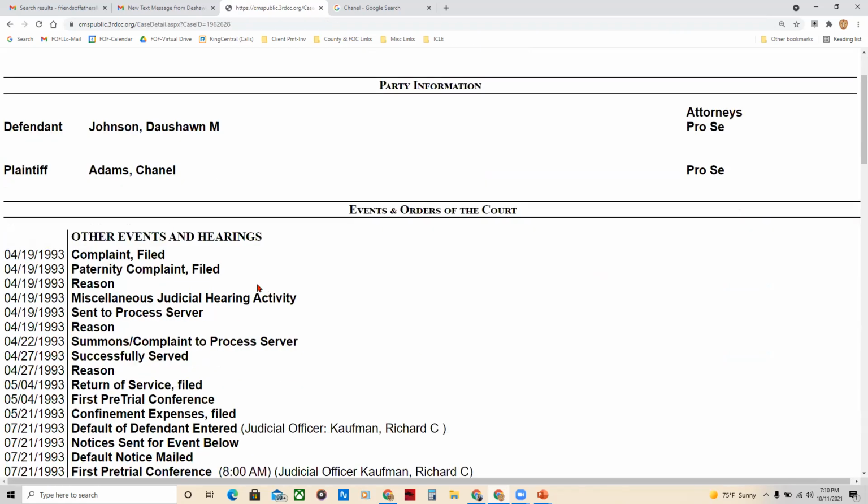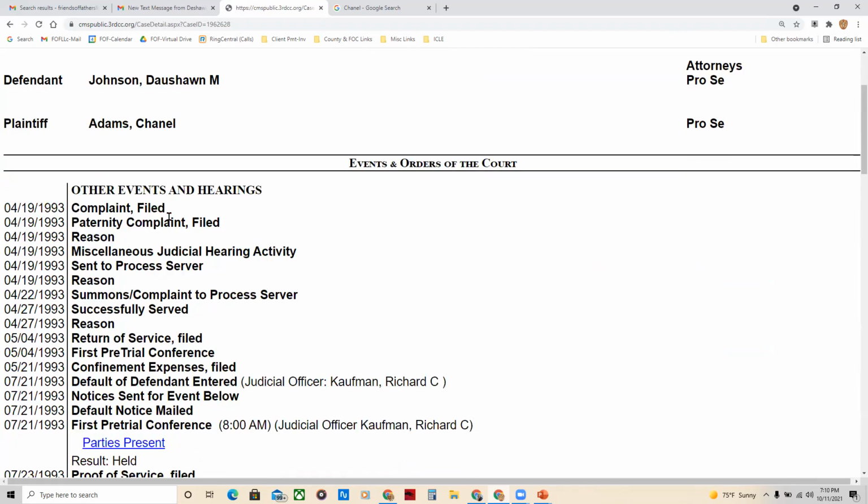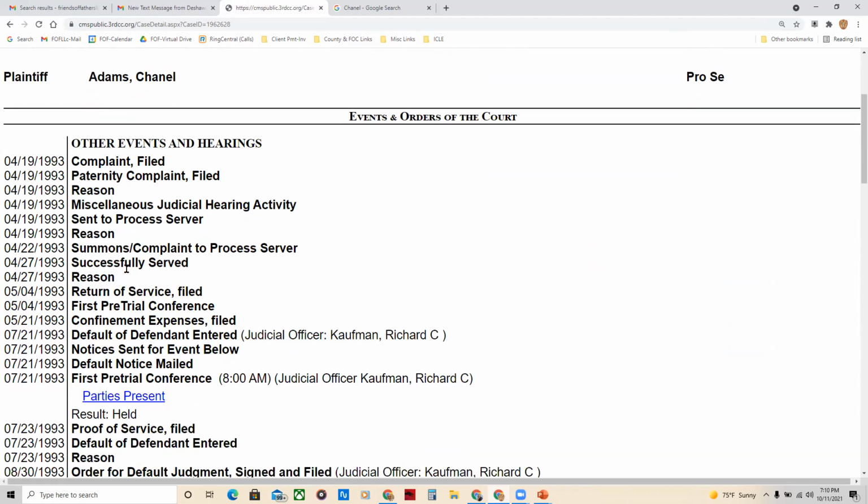Okay, good. This was a complaint filed, paternity filed. It says sent to process server, successfully served. So they served it back in April of 1993, and somebody returned the service. Okay, now it's coming back.